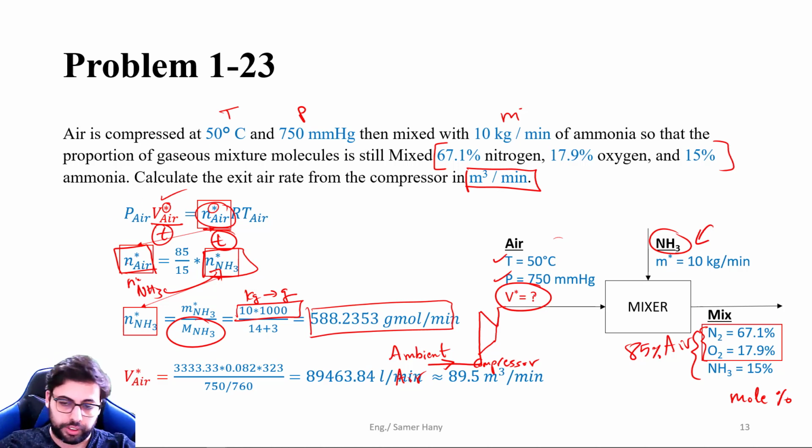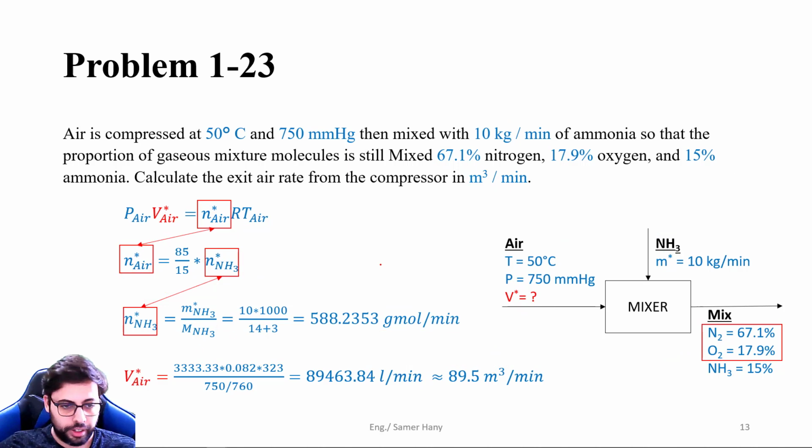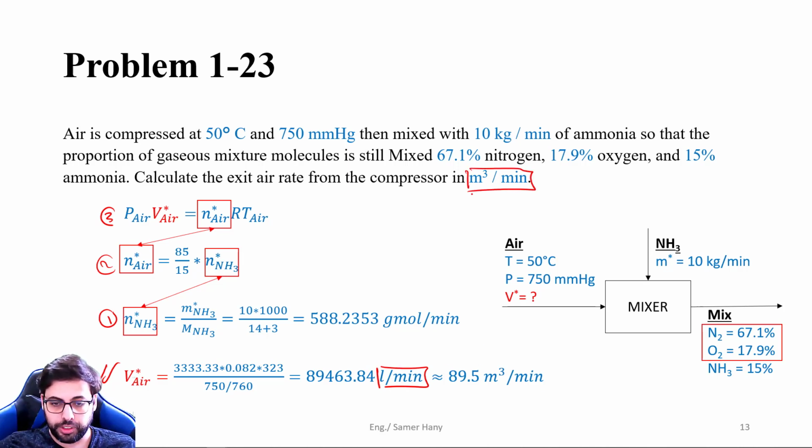So let's remove all the comments in here. So that's how it goes. This will be calculated first, then this calculated second, and then this is the last step. And once we get the volumetric flow rate for air, the units we're working with are liters per minute, and we want it in cubic meters per minute, so we just need to convert it. Okay, and that's it for this problem.